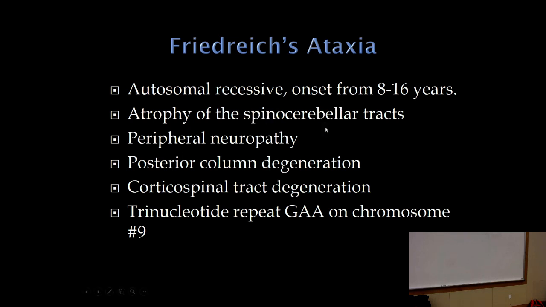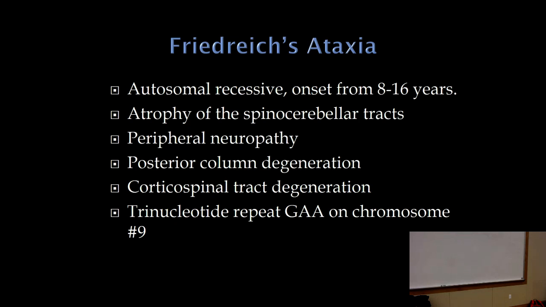Okay, but to make things worse, so much else is involved. The peripheral nerves are affected, and they have peripheral neuropathy. So now we've got a conscious proprioception issue. And the posterior columns degenerate, which further compounds the ability to have conscious proprioception. And we have some upper motor neuron involvement here with the corticospinal tract. So they will even have some spastic weakness. So it's a lot that's going on in these patients.